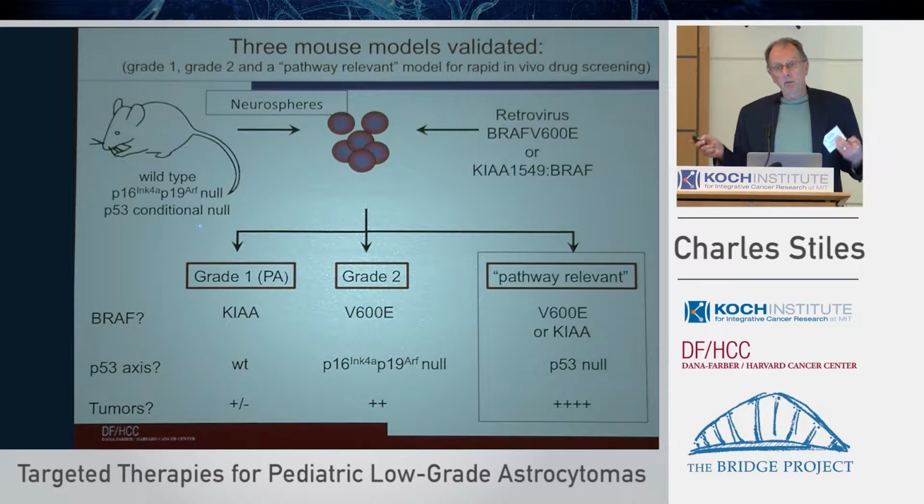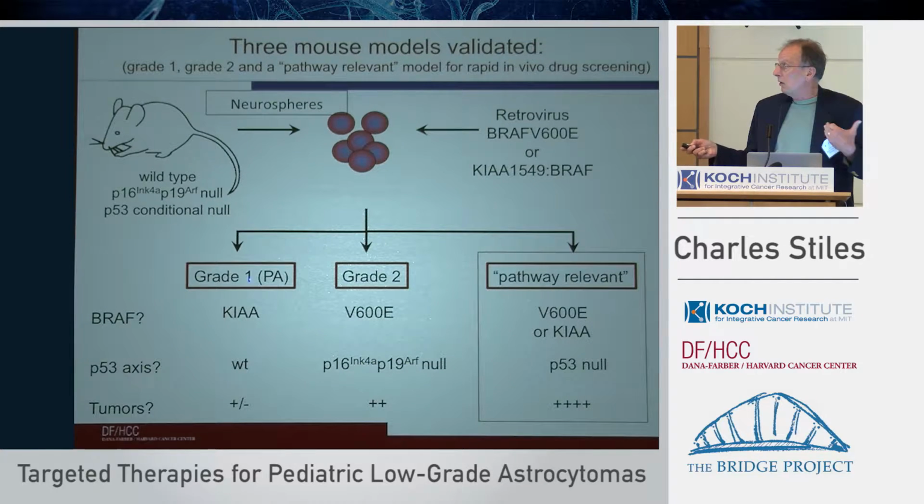The P53 axis in pediatric low-grade astrocytomas is almost always unperturbed. None of these cells are P53 mutant, none of the tumors are. Some of the WHO grade 2s lose INK4A ARF. So for the juvenile pilocytic model, we took completely wild-type neural progenitor cells and put in the truncation fusion mutant. As you see here, they're semi-tumorigenic. We'll get to this in a minute.